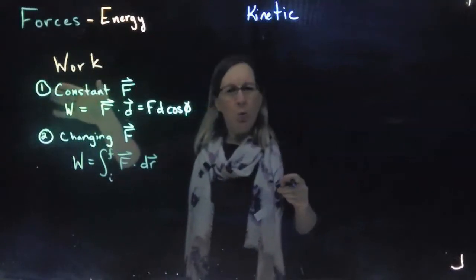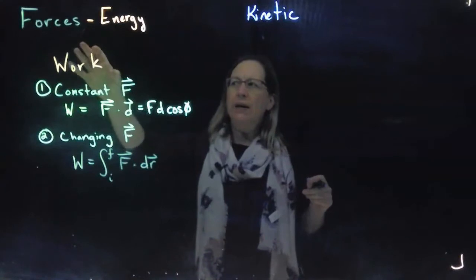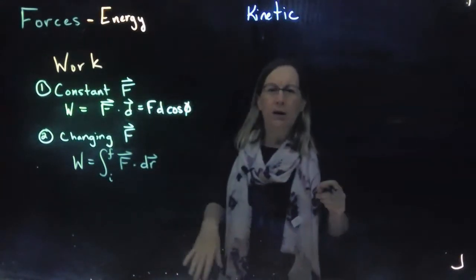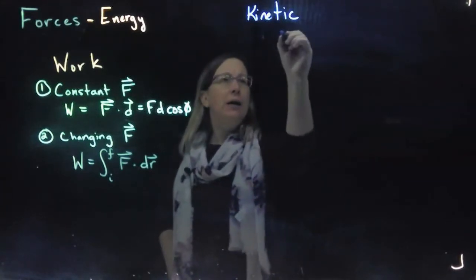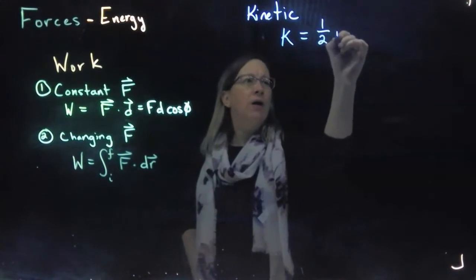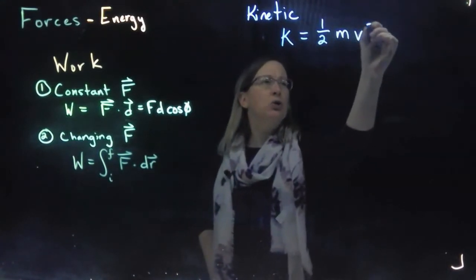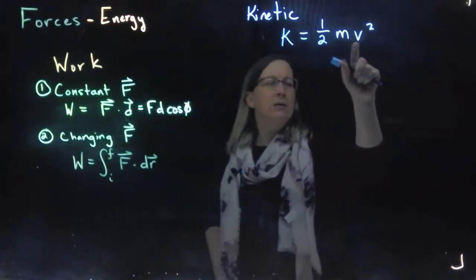So we've talked about how work is measured in a unit of energy, joules. And it turns out we can connect work to what's called kinetic energy, or the energy associated with motion. So kinetic energy, K, is given by 1/2 mv squared. That's our definition of kinetic energy. So 1/2 mass times the velocity squared.